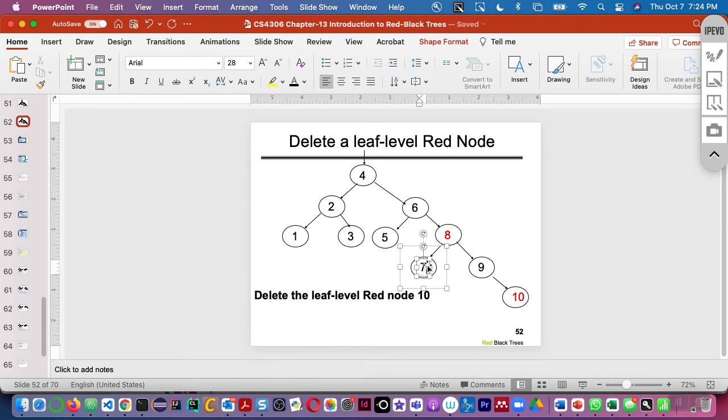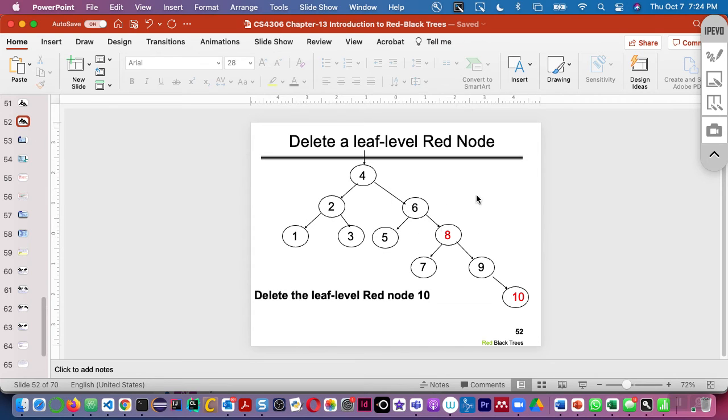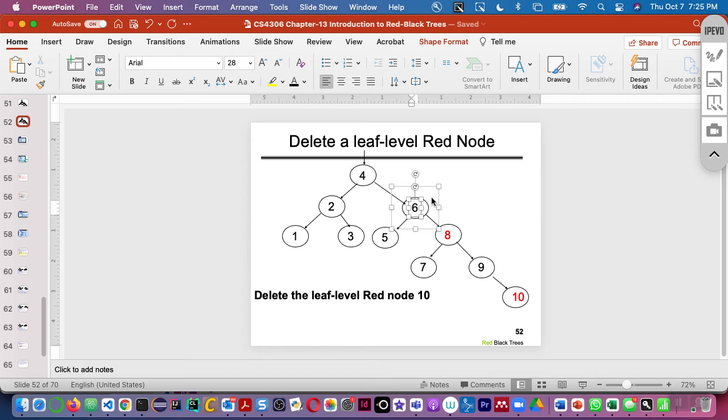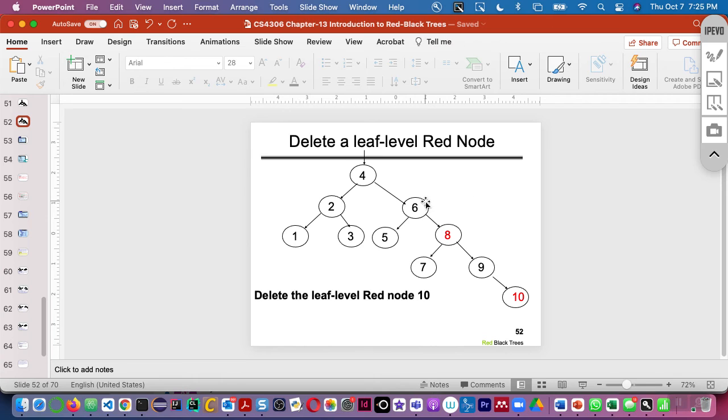But if you want to delete 6, or even 9, it is easy. 9 will be after 10, so it will be easy. But for instance 6, we are entering into a complex situation. If you want to delete 6, then what will happen? The 6 will break the 5th property.